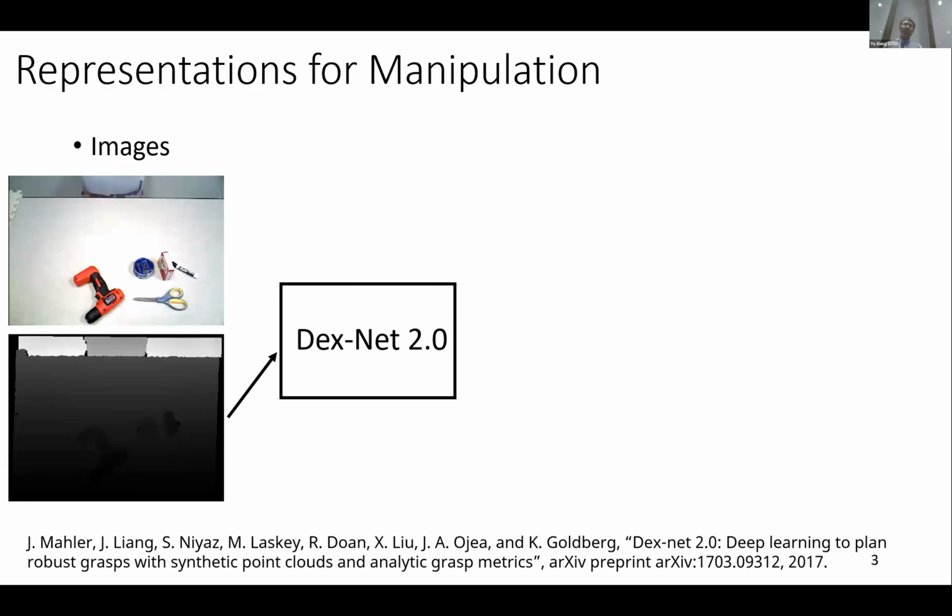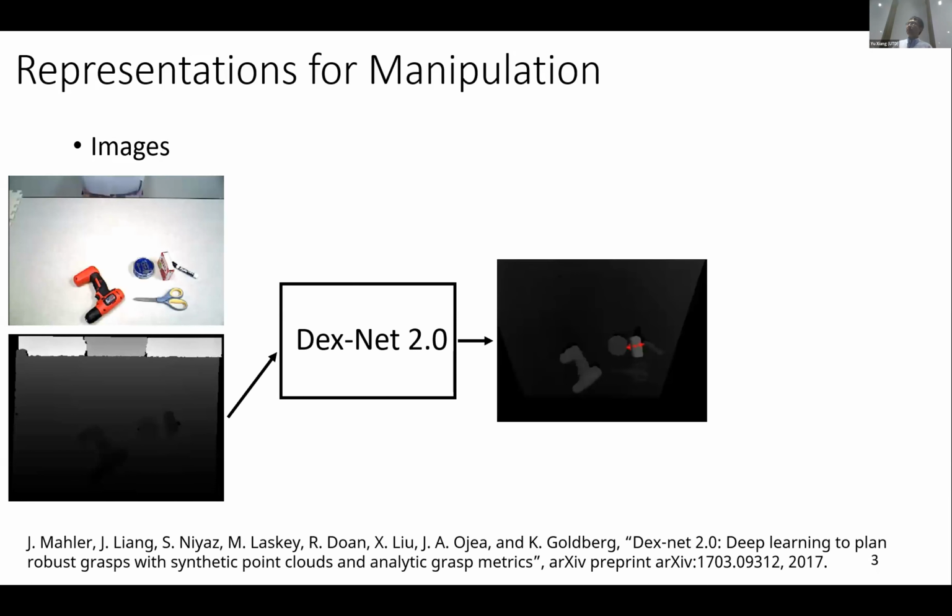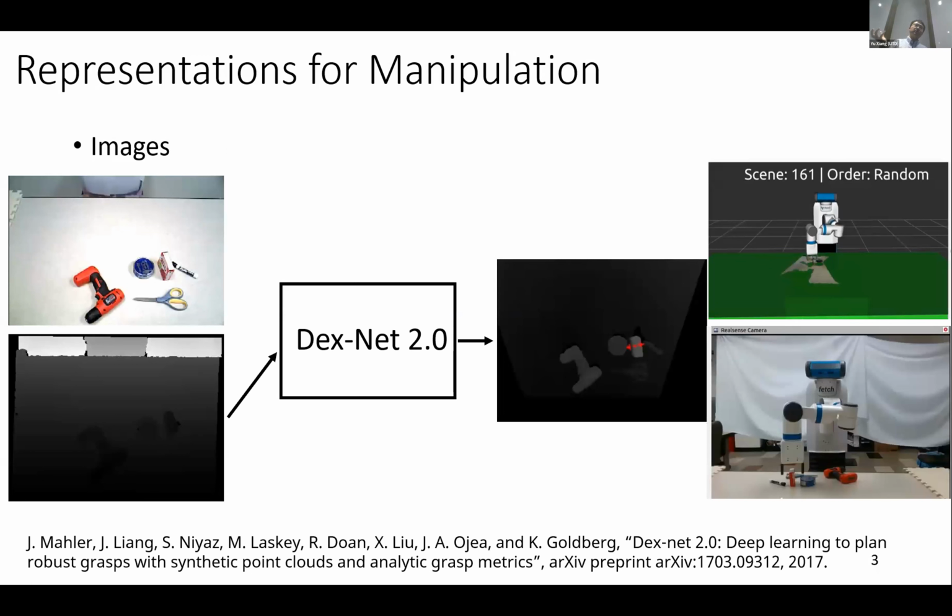The most straightforward representation for grasping is images. Here's an example. DexNet, which is proposed for top-down grasping, takes an input depth image and outputs the top-down grasp of objects in the depth image. Given the planned grasp, we can do some motion planning and control the robot to follow the motion plan and eventually reach the top-down grasp. So you can see in this example, the representation is an image. The network takes the whole image as input and outputs the grasps.